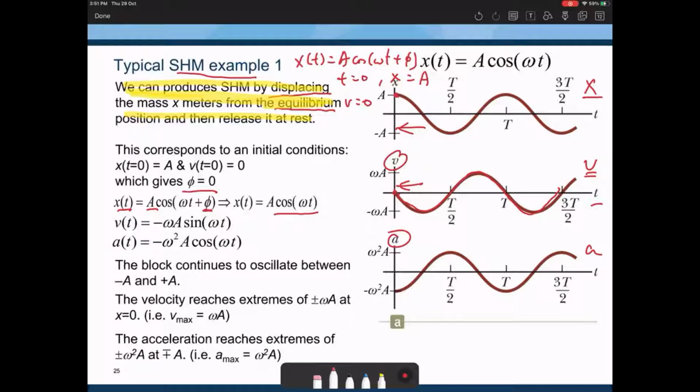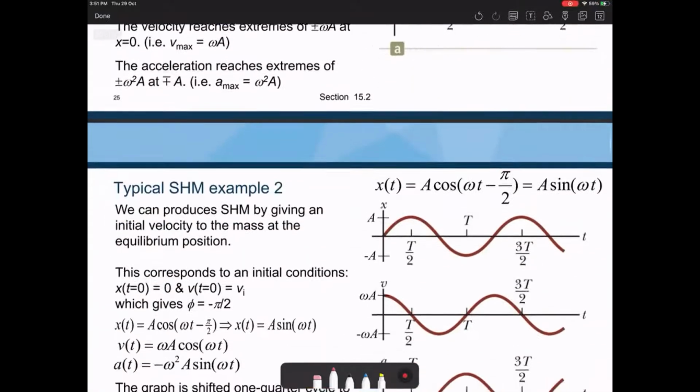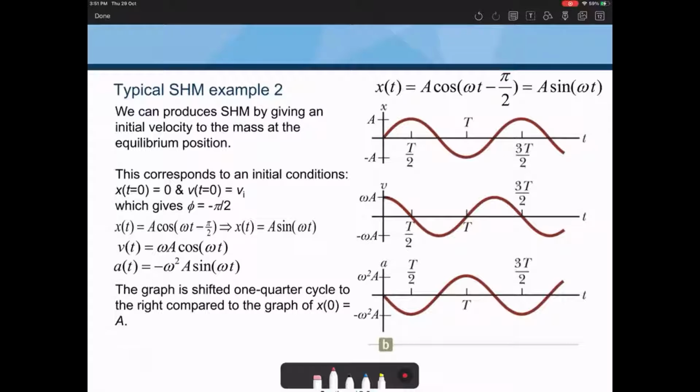Particle extended to the maximum and released from rest. In the second case, you have the particle that is given a kick at the beginning, and it starts with an initial velocity, v_i, for example. So at t equals 0, x is equal to 0, and v is equal to v_i. Let us say it is a positive value, a positive velocity.